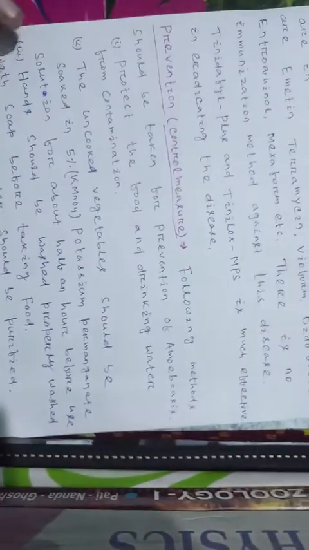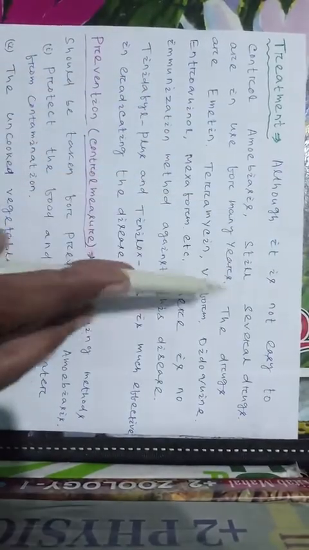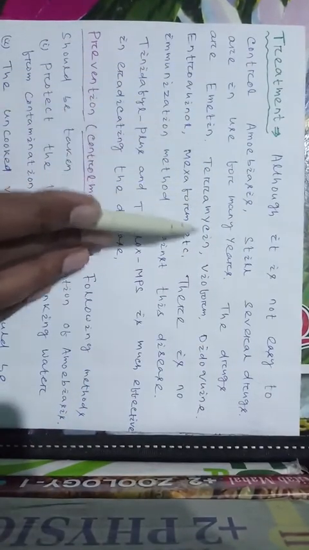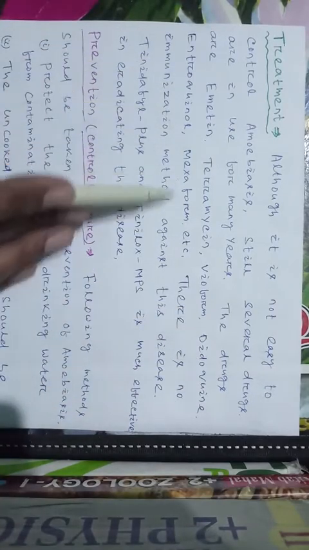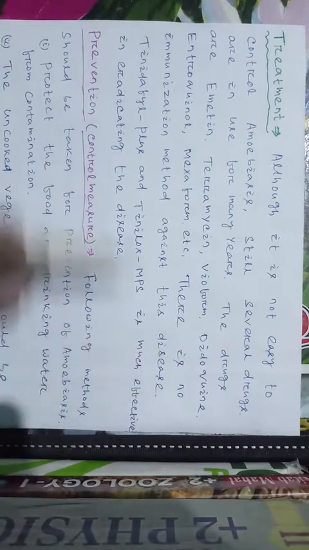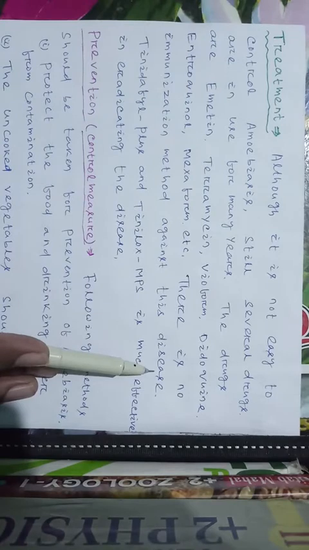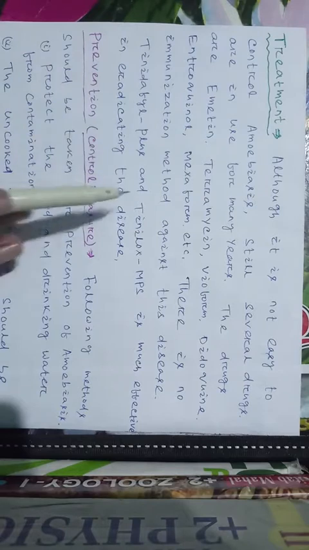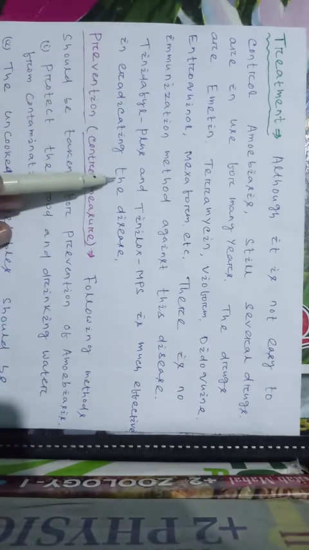Treatment. Although it is not easy to control amoebiasis, several drugs have been in use for many years. The drugs are emetine, terramycin, bioform, enteroquinol, mexaform, etc. There is no immunization method against this disease. Tinidazole plus is much effective in eradicating the disease.